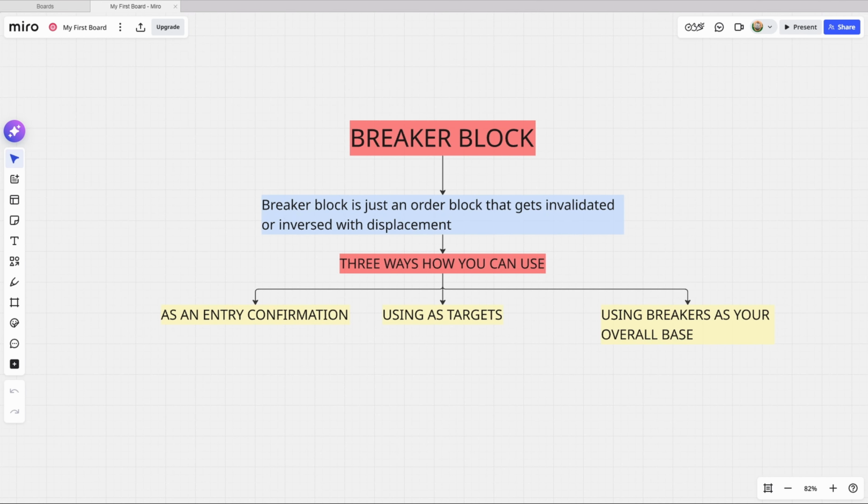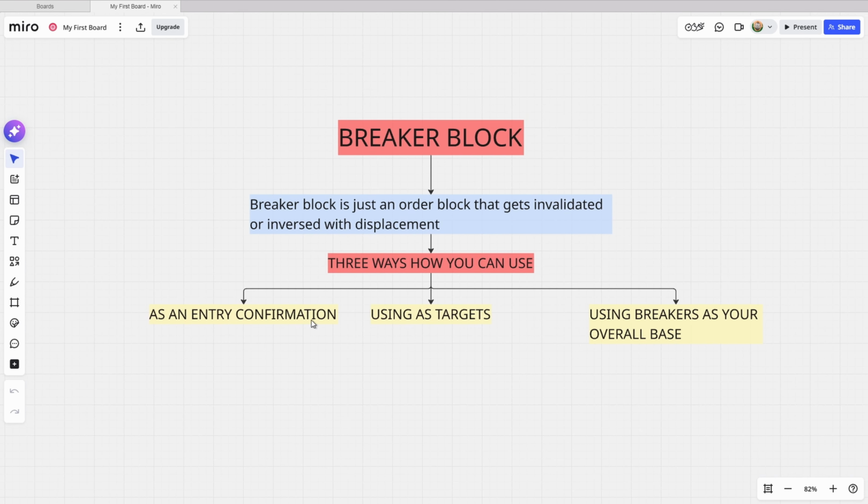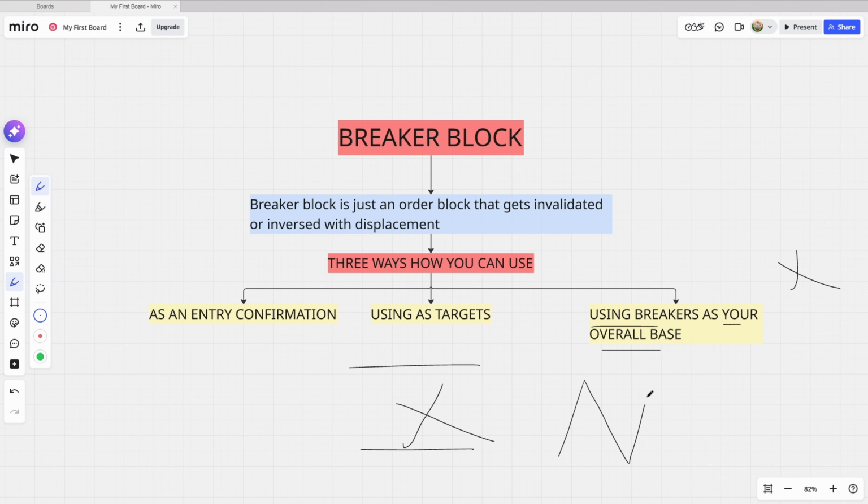We are going to use breaker blocks as our overall base for trading. In this method, you don't need a lot of extra confirmations. You don't need to stack multiple concepts together. All you need is a market structure shift and a breaker block. That's it. Using just these two things, you can define your bias and take high probability trades.